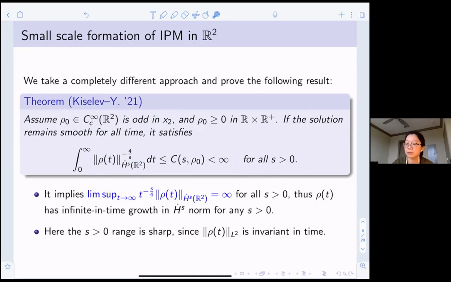If we think about the fact that 1 over t has infinite integral, and we compare these two, a direct consequence is that the H^s norm of rho is growing at a certain polynomial rate, in the lim sup sense, for all s bigger than 0. And notice that this range s bigger than 0 is actually sharp, because when s is exactly equal to 0, we are talking about the L2 norm of rho, which is conserved because rho is transported by an incompressible flow.